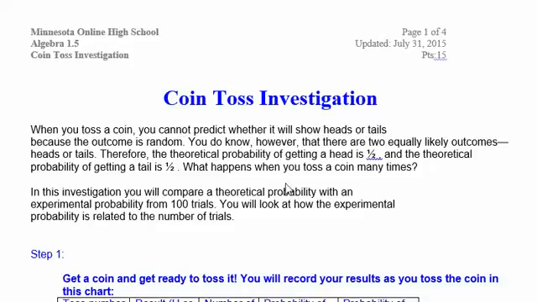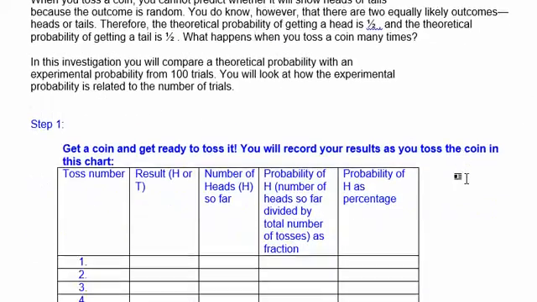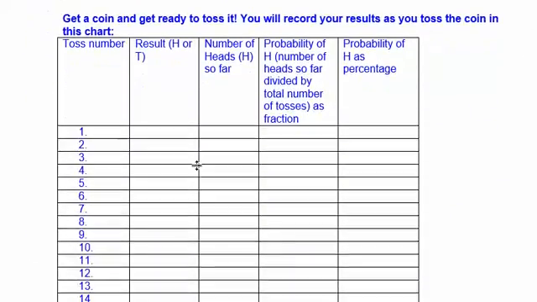In this video, I'm going to go over how to complete the coin toss investigation. So first of all, you've got to get a coin, and I have a coin here. What you're going to do is flip the coin many times and record the results as you go. There's a table to complete, and you're going to fill this in as we go.